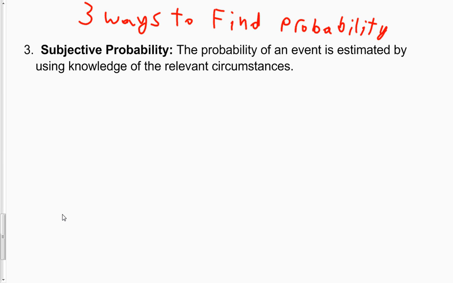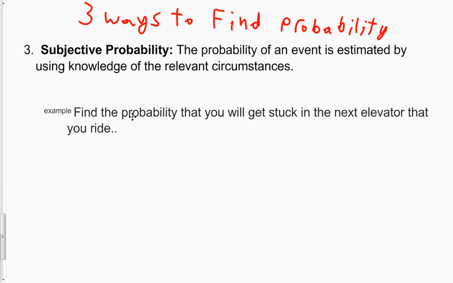Now let's take a look at the third way we have to find probability. And this is the subjective probability. The probability of an event is estimated by using knowledge of relevant circumstances. All right, so let's take a look at an example of how we use the subjective probability.